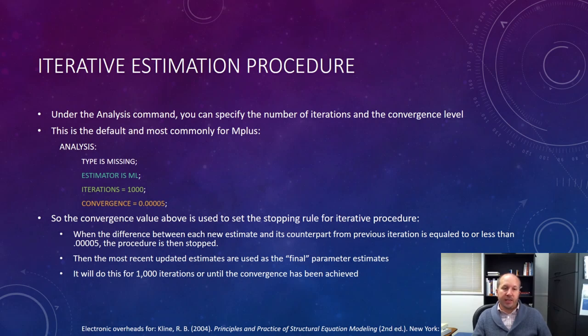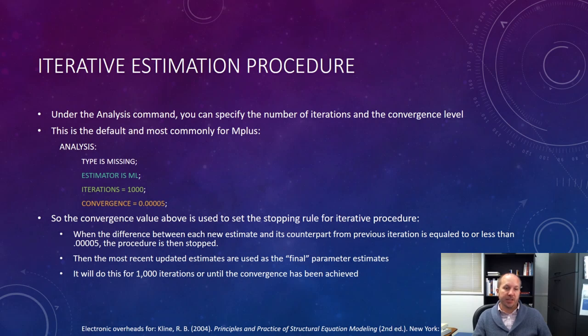So you'll see here that under the analysis command, this is the syntax you would see in M+. You have type is normal or type is missing, semicolon. Estimator is ML. That's determining what kind of estimator you're using. If you're going to use the more robust version, you'd say estimator is MLR. Or if you're going to use a different kind of estimator, you'd say estimator is, and then state the estimator. But 99% of the time, you're going to be sticking with estimator is ML.